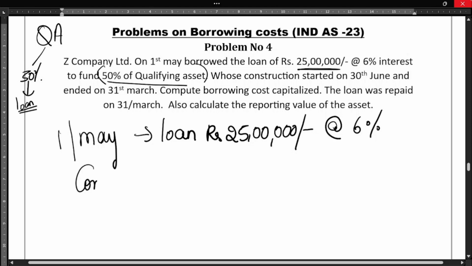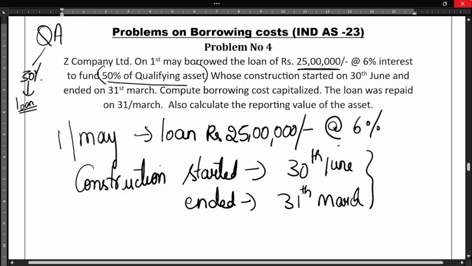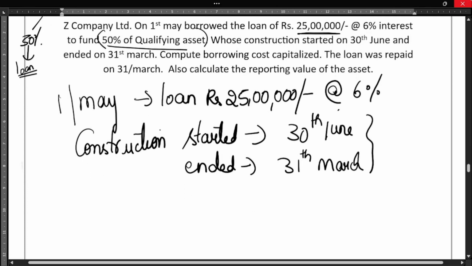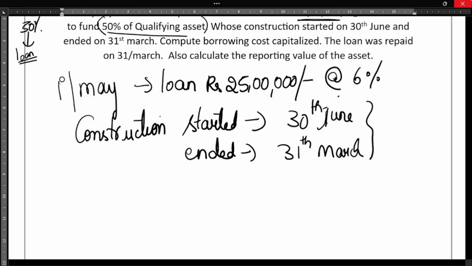Now they have given the details of the construction. Construction started on 30th June. Then it was concluded on 31st March. How many months? Calculate here. June you leave it off, from July you start counting. July, August, September, October, November, December, January, February, March. So total 9 months.